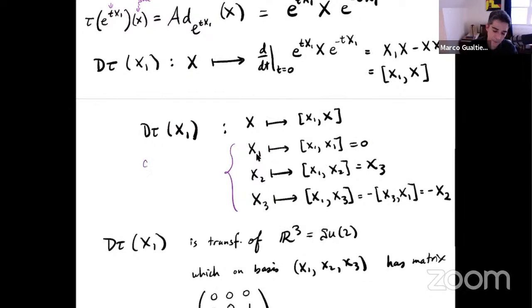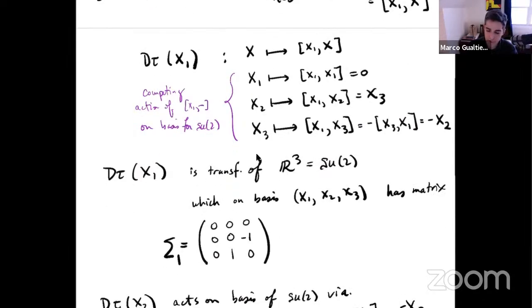I'm now computing the action of x1 on the basis for SU2, just by conjugation. What you see is that the first basis element is sent to 0, the second is sent to the third basis element, and the third is sent to -1 times the second basis element. So this means that the matrix of this transformation on the Lie algebra is exactly the matrix that we used in SO3, which we called sigma 1.